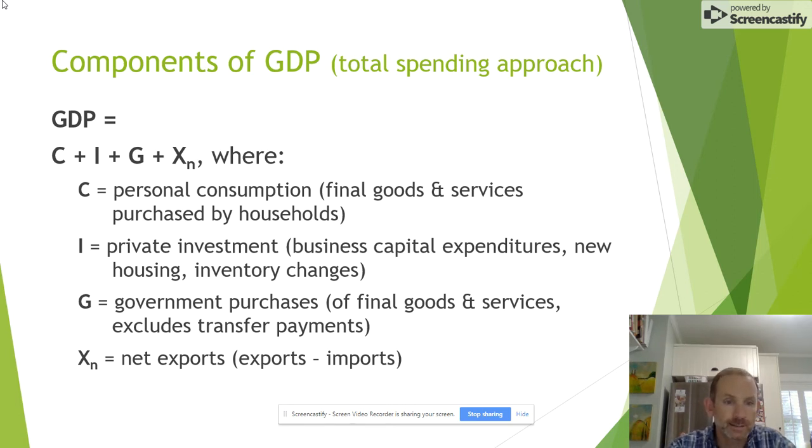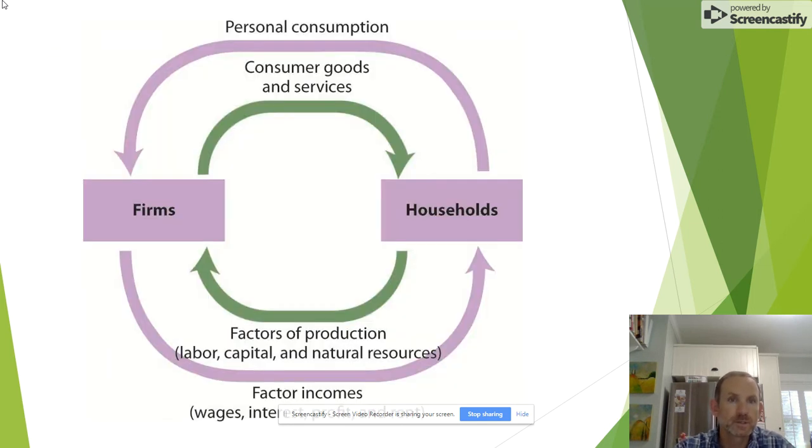And then last, X sub N is net exports, so exports minus imports. When Americans buy imports, that's money leaving the country. We have to subtract that from GDP. When we sell exports to people in other countries, that's money coming in, so that gets added. So basically, that's how we estimate GDP.